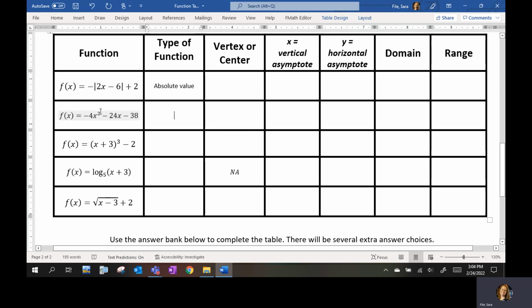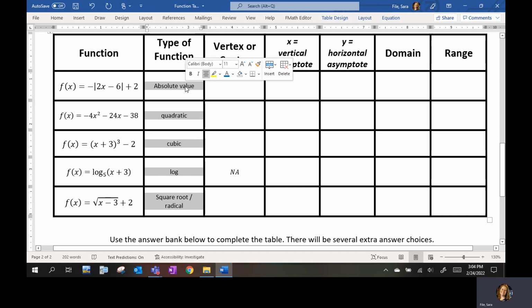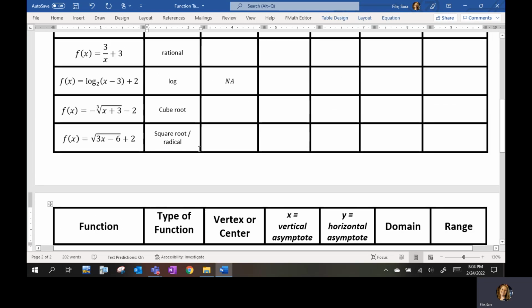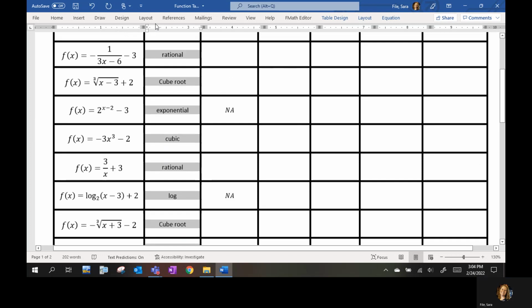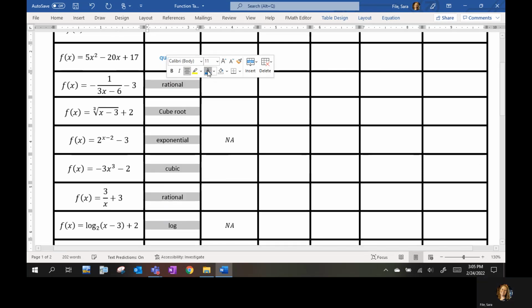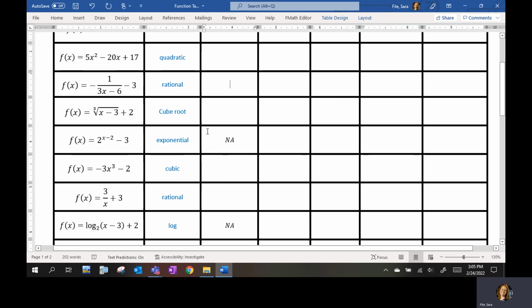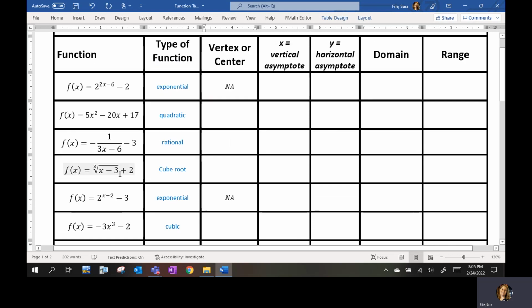Okay, again, the highest degree is squared, so this is a quadratic. And then this one is the cubic, another log, and another square root. Or radical. Make all of those blue, and then we'll move on. Okay, so being able to identify what the parent function is, what type of function your equation is, that's important.